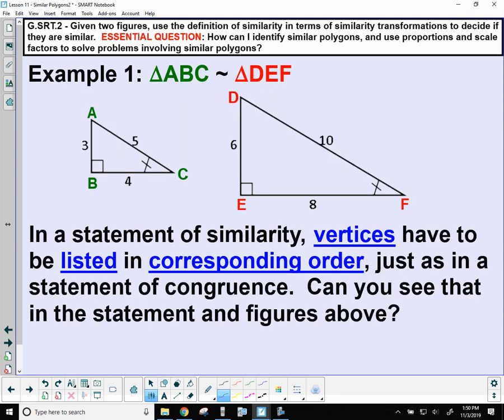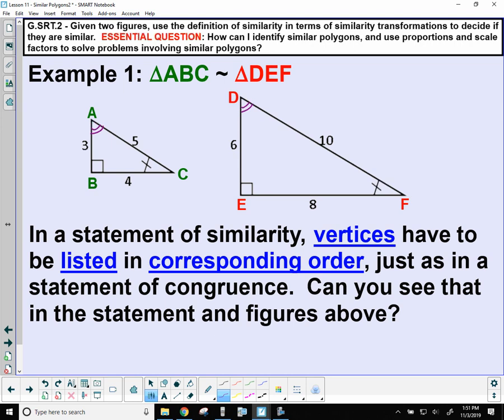Here's your example. If you have the follow-along notes, we're just filling in blanks. In the statement of similarity, vertices have to be listed in corresponding order, just as in the statement of congruency. Can you see that in the statement in the figure above? What we're trying to express is angle A and angle D should be congruent. B and E are both 90s, so they are congruent. And C and F, as you can see with just the one tick mark, those angles are congruent.